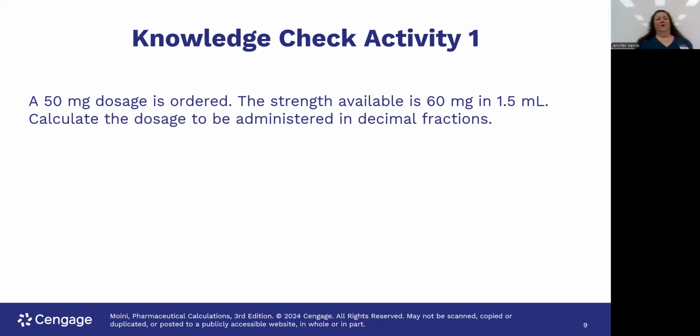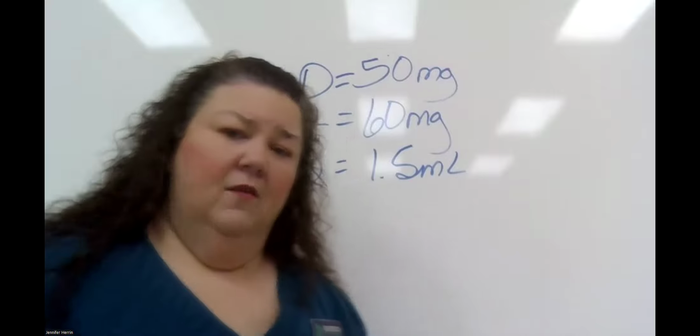Then they give us another knowledge check here, where a 50 milligram dosage is ordered. The strength available is 60 milligrams in 1.5 milliliters. So let me jot these things down, and then I'll turn off the screen share so you can see how I work this out. My dose equals 50 milligrams. What I have equals 60 milligrams. And that quantity that I have, the 60 milligrams, is 1.5 ml, right?